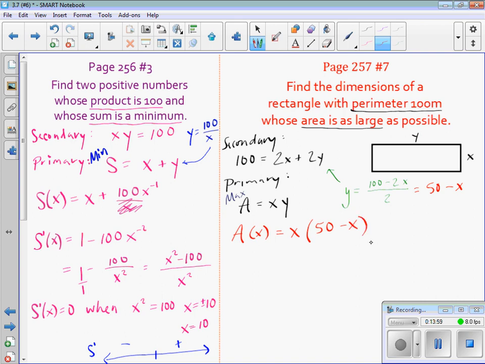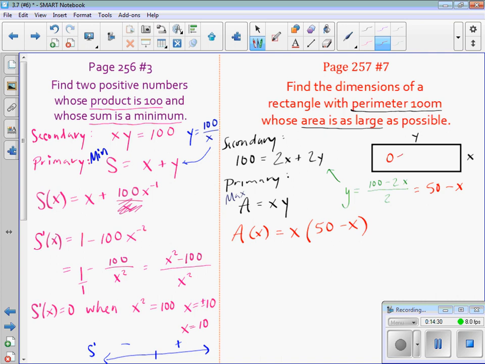Now let's talk about the domain for a second. What's going to be true about my x value here? What's the smallest my x can be? It could be smaller than 1, but it can't be 0, right? So my x has to be larger than 0. It can't equal 0. 0 will not give me an area that's as large as possible, so I don't have to worry about plugging 0 in at the end.